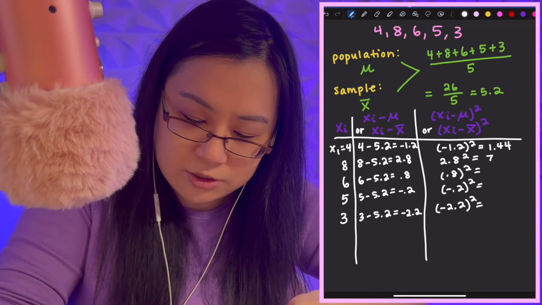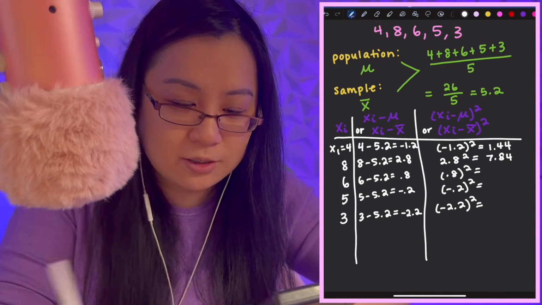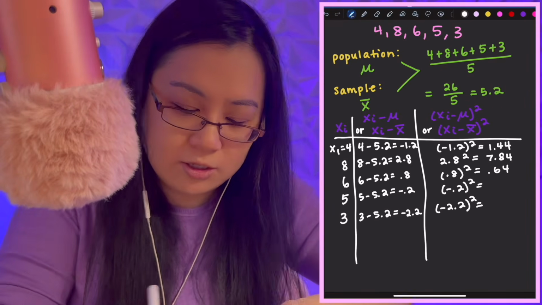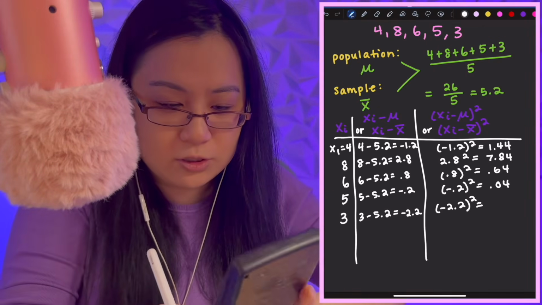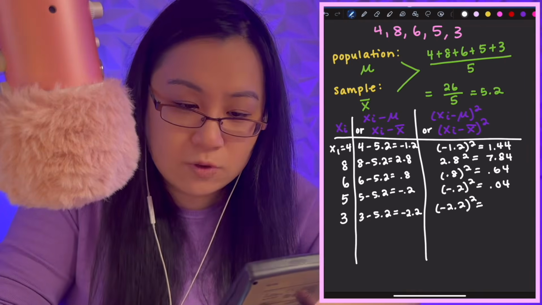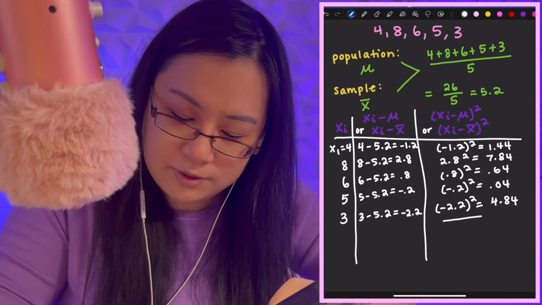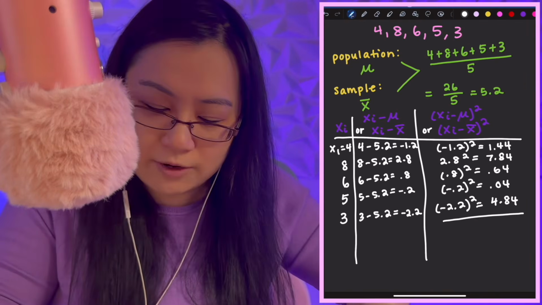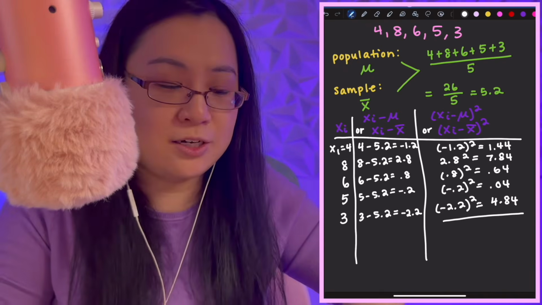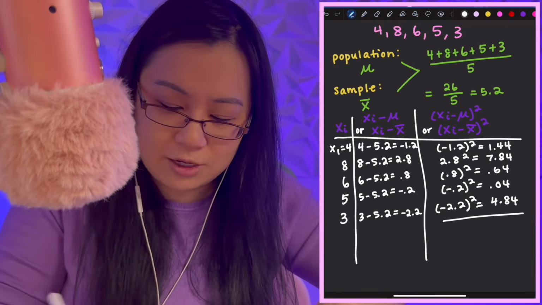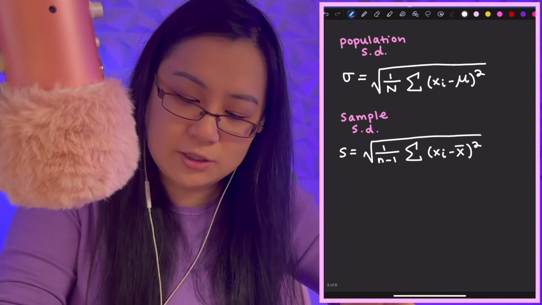As I was saying earlier, 1.2 squared is 1.44, 2.8 squared is 7.84, 0.8 squared is 0.64, 0.2 squared should be 0.04, and 2.2 squared is 4.84. Okay? So we'll do a little good check after this to see if our answer makes sense. For right now, we're just gonna trust the math and trust the calculations here. So this is the square of all of the differences. That's what we did in this part.